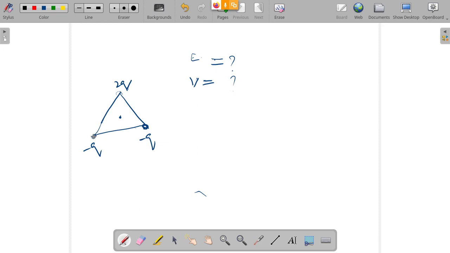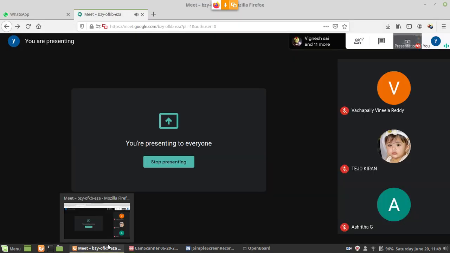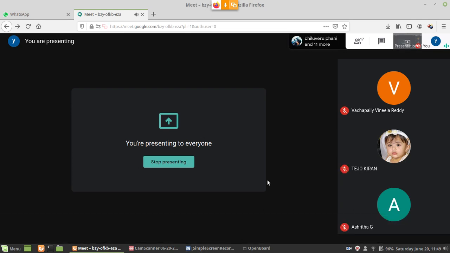Distance, potential is not 0. Cut out. Very good, very good. Potential, I think he is telling potential is 0 and electric field is not 0. That is what you are telling, Kiran. Kiran or Jairam? Kiran only, right?